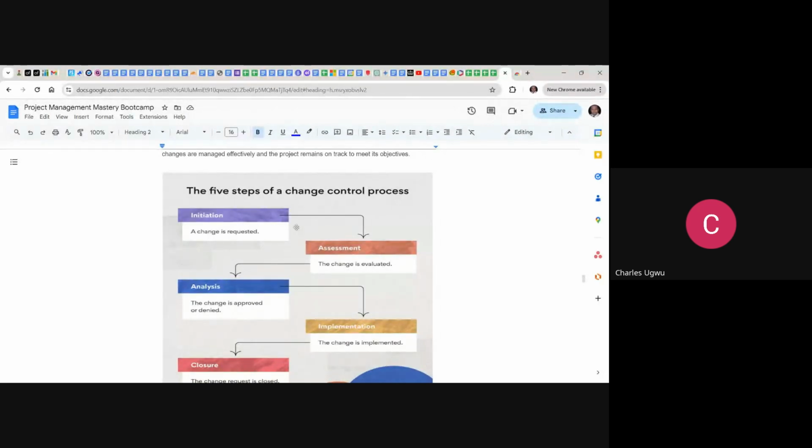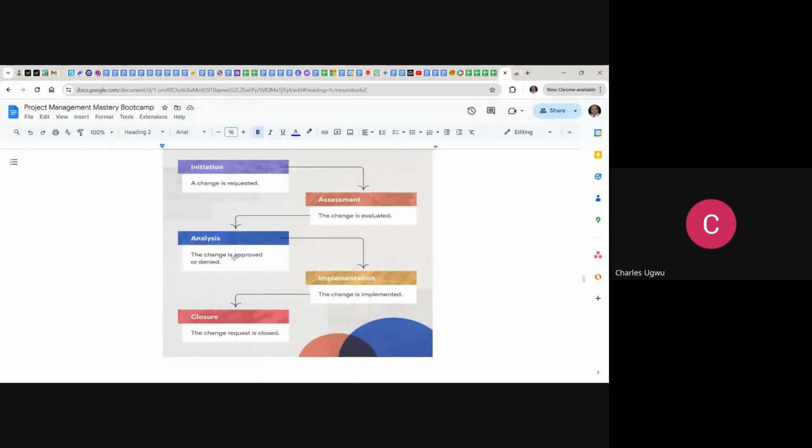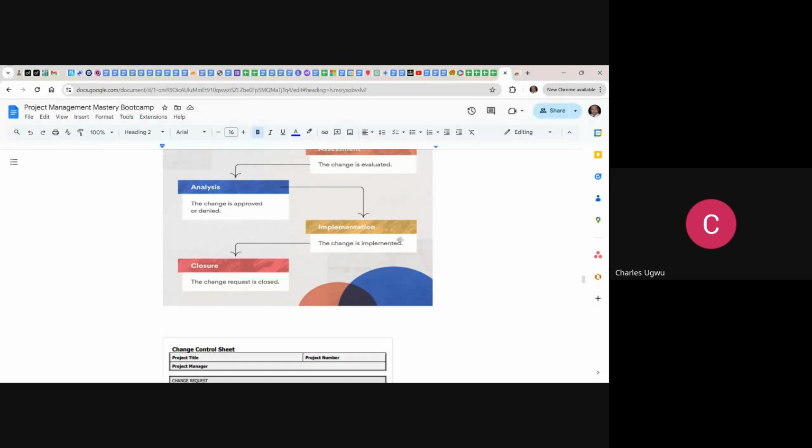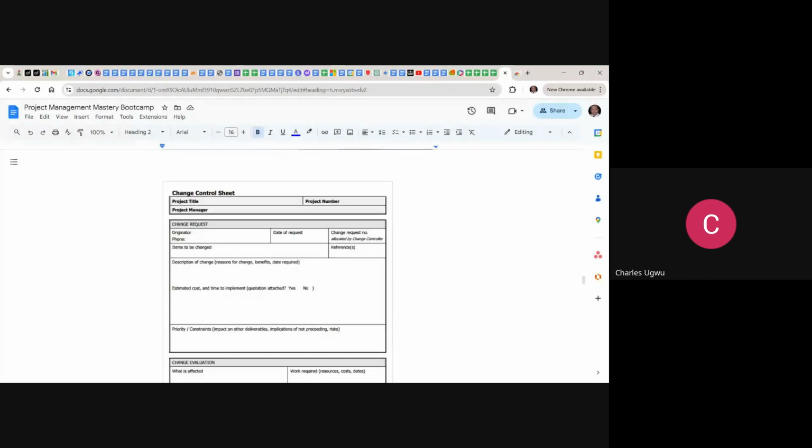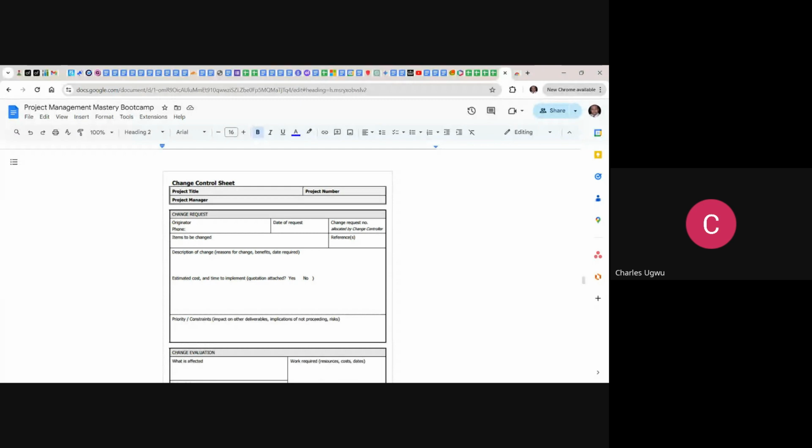Looking at this process flow, first, initiate. Under initiation of change, you need a change request. Apply for change. You need a change request form, in which you capture the change and submit it. Then the assessment of the change is evaluated by the board you created already, the change evaluation board, and they analyze the change and approve or deny it. Once it's approved, then implement the change and then close the change request.